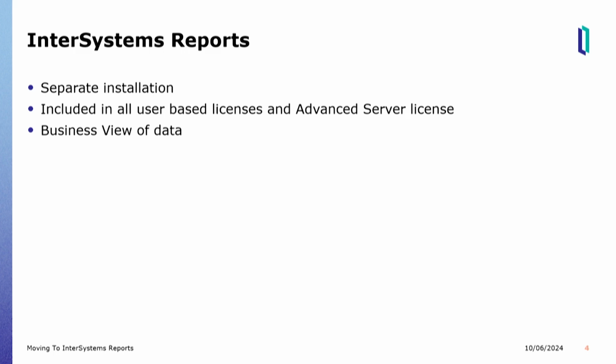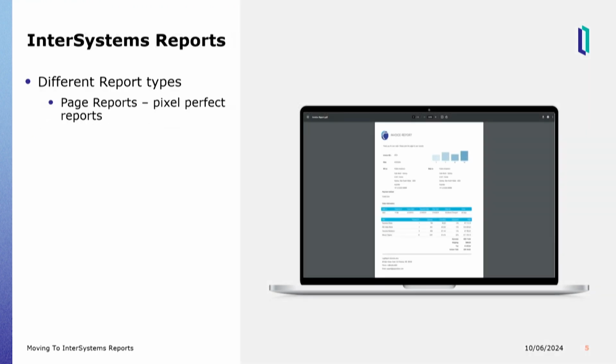And once you have built your reporting data model or predefined your queries, InterSystems Reports supports different types of reports. First of all, it supports page-based reports. And page-based reports are reports that are somehow page-oriented. Examples are invoices or bills or forms. And these page reports are pixel perfect. You can print them out or export them to different formats like PDF or other formats. And these are the features of page reports.